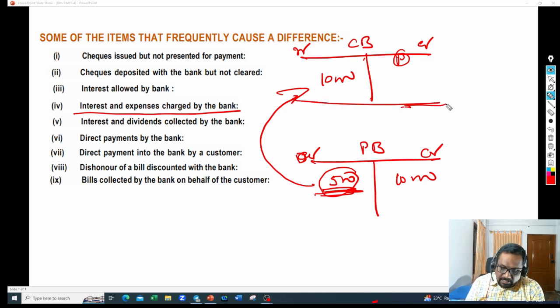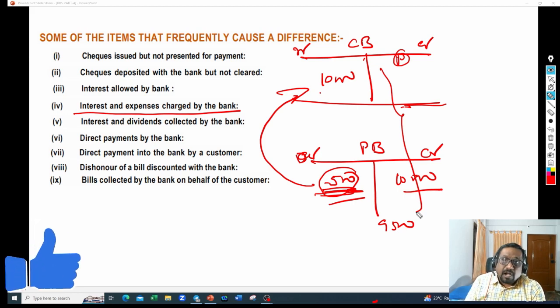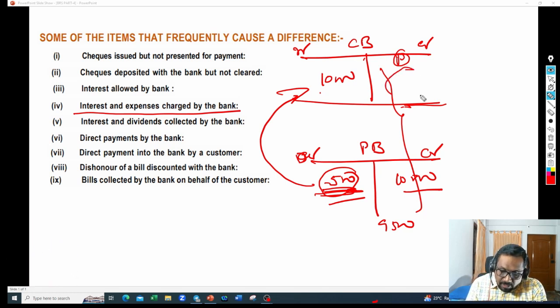Since this is not recorded in the cash book, there is a difference. Here, credit 10,000, debit 500, so the net balance is 9,500. One debit and one credit, the balance gets reduced to 9,500. But in my cash book, I have a 10,000 balance. So there is a difference between these two balances. The difference has come because some charges were debited by the bank but not communicated to me. Since it is not communicated to me, I have not recorded it on my payment side, so there is a difference between the balances. Getting my point? Right. Next.